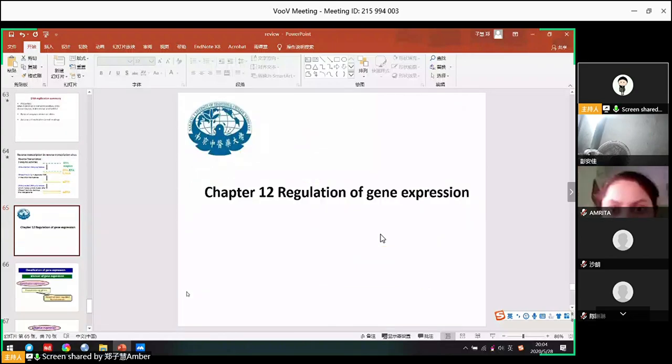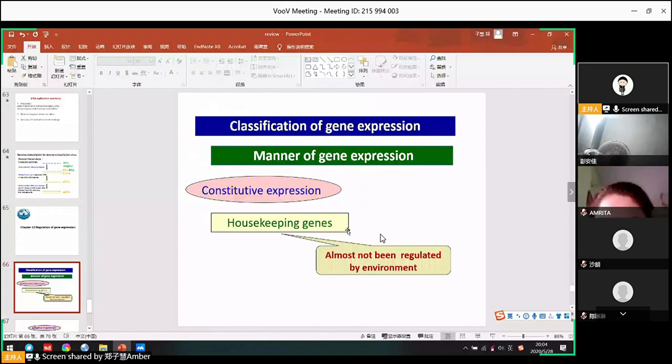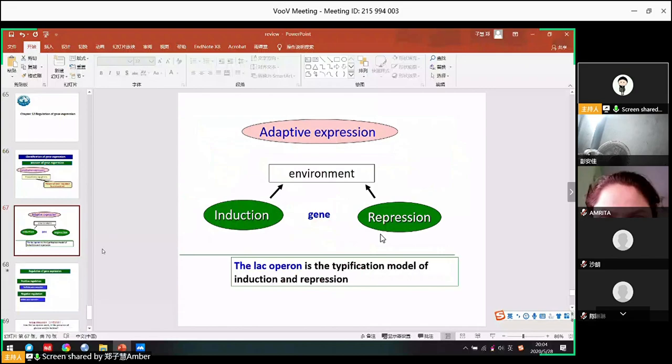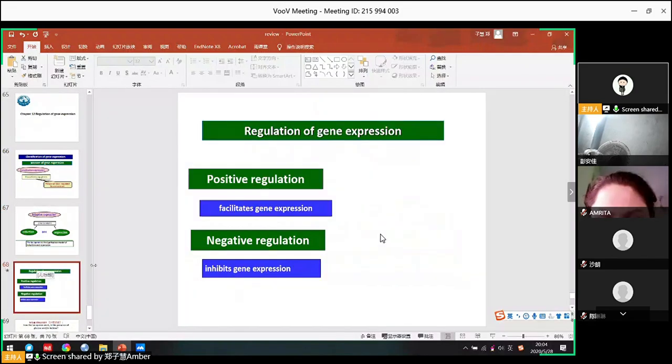Next chapter, regulation of gene expression. First, you have to know some general glossary. For example, what is a constitutive expression? It's always constitutively expressed. Corresponding to this, we call these genes housekeeping genes. Okay, and you have to know what is induction, what is repression. And the properties, what it means is positive regulation, what it means is negative regulation.